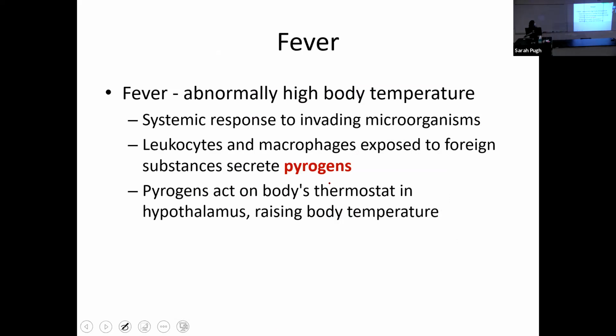And then the last of our second line of defense that I'm going to walk you through is fever. So fever is an abnormally high body temperature. This is in response to getting a microorganism in your body. White blood cells like leukocytes and macrophages, if they're exposed to a foreign organism, they will secrete a chemical called pyrogens. Remember pyro, think fire, pyrotechnics, pyromaniac. Pyrogens, these chemicals actually are now going to be in the blood and they go to the brain.